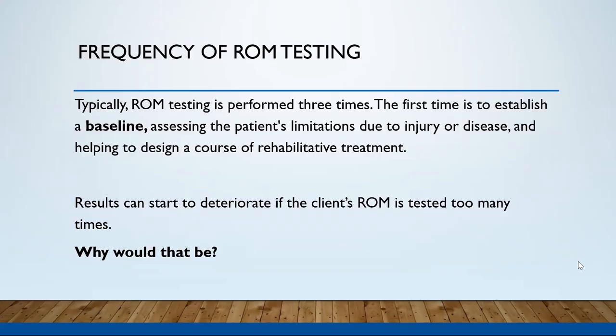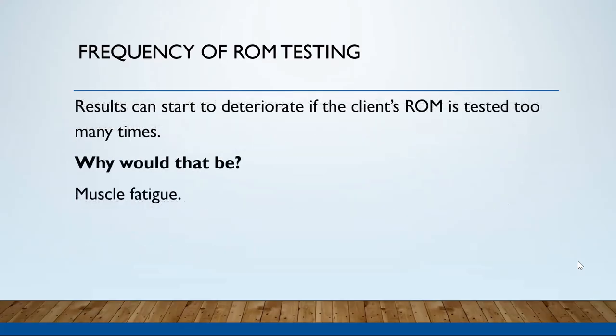So too many times of range of motion testing is going to decrease the accuracy of this test, decrease the accuracy of the pain. Those first 3 times are going to give you the most accurate result. Why is that, do you think? And you could be asked this on your client assessment. Why do you think doing range of motion testing over and over again might decrease the accuracy of the test? Muscle fatigue.